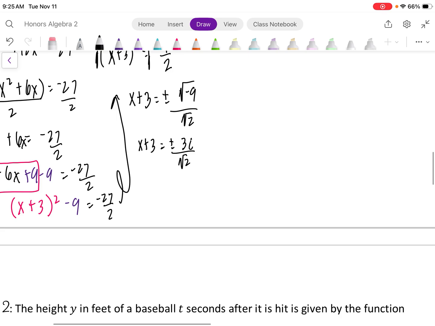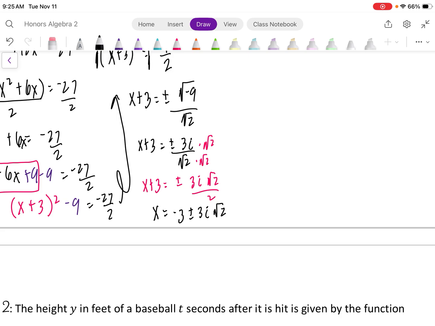So then we're going to have to rationalize this. So we have to multiply the square root of 2 top and bottom. So this is going to be x plus 3 equals plus or minus 3i square root of 2 over 2. And then we minus the 3 from both sides. So the final answer is going to be x equals negative 3 plus or minus 3i square root of 2 over 2. Perfect. I know it's kind of a mess, but that's okay.